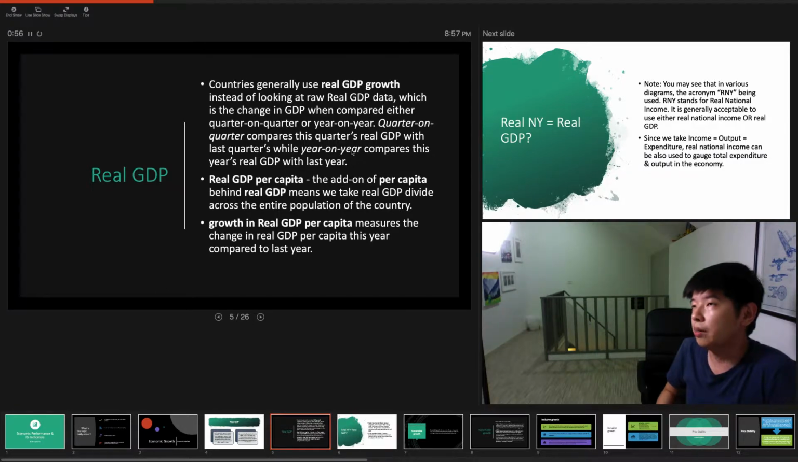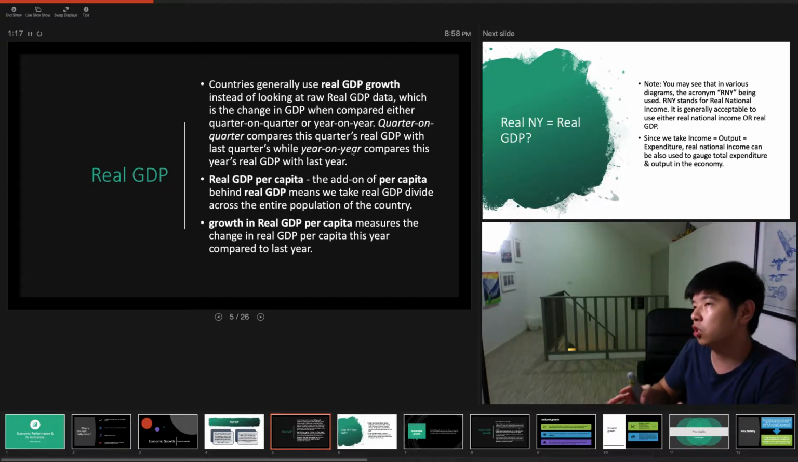Now, to look at the performance of a country, countries generally use this thing called real GDP growth, instead of just looking at raw real GDP data. So we look at the change in real GDP on a quarter-on-quarter basis or year-on-year basis. When we say quarter-on-quarter basis, it means we compare, for example, the fourth quarter with the third quarter.